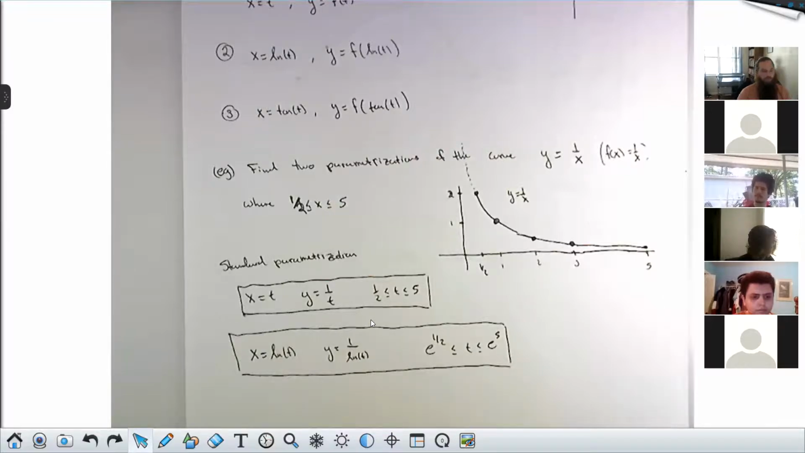Questions on this? So on the test, when I ask you guys to parametrize a particular curve, we all know the standard parametrization, and we can all come up with at least one more, right? Just pick your favorite thing here, whatever you want, and then make sure you plug that thing into the equation that defines the curve for your y.